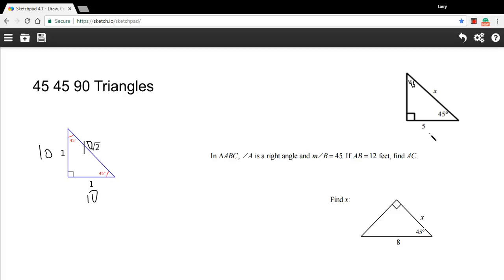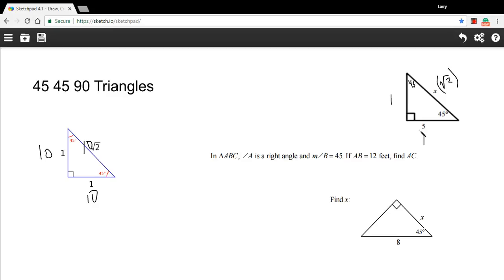Well, how do I know how to keep track of which side is the one side and the square root of 2 side and so forth? Well, the square root of 2 side is always going to be the hypotenuse. So I'm just going to put this square root of 2. Actually, I'm going to put it in parentheses because that's not really the length of it here. That's the ratios I'm using, 1 to 1 to the square root of 2.